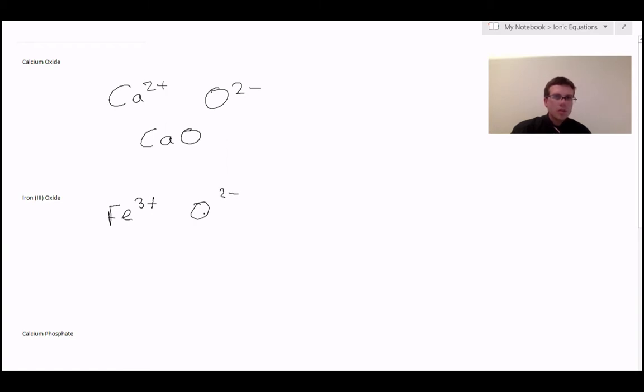Now this time the numbers are not the same, so we need a way to know where to put the numbers when we write the compound. This is called the swapping over method. If we have 3 plus here and 2 minus here, what we do is we say Fe, we take the number from the oxygen and it goes to here. We take the number from the iron and it goes to there. This is called the swapping over method. So the formula for iron 3 oxide is Fe2O3.